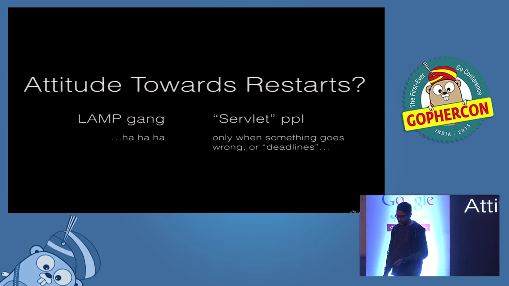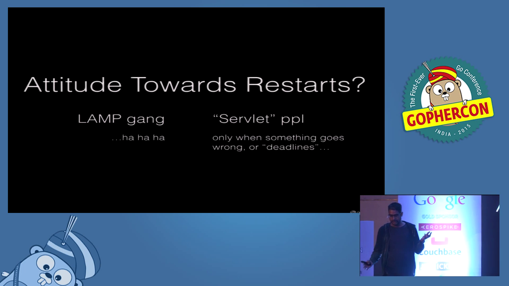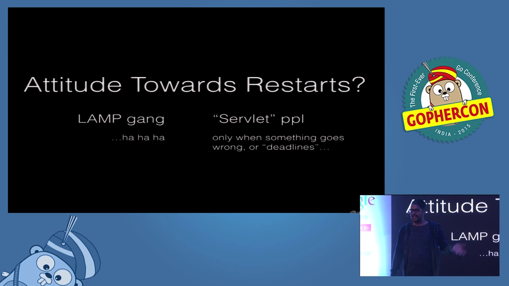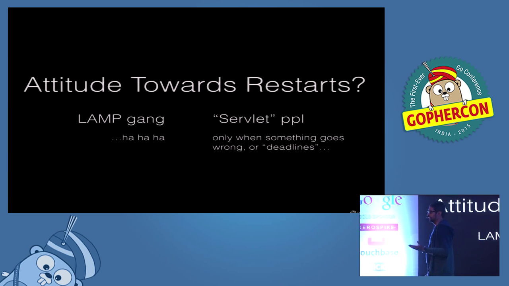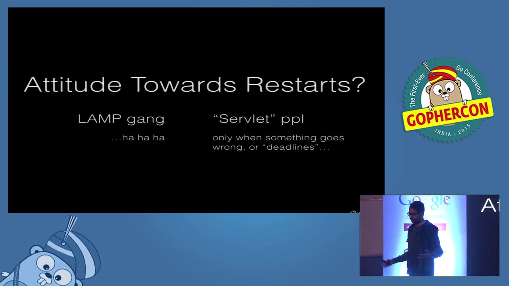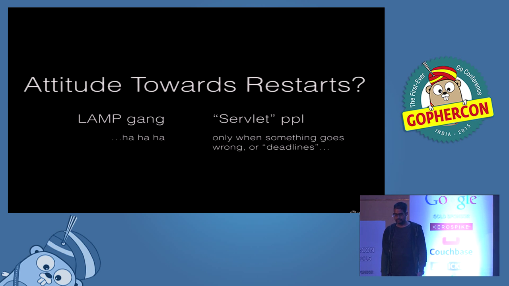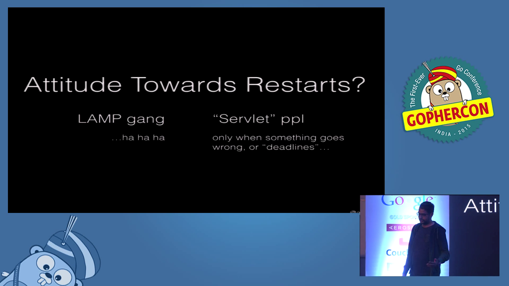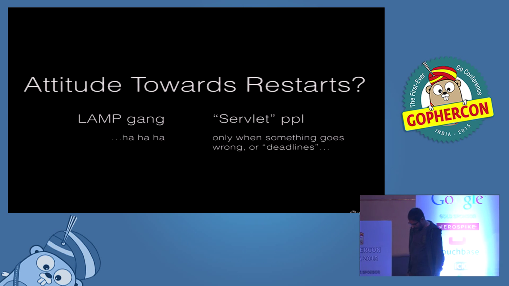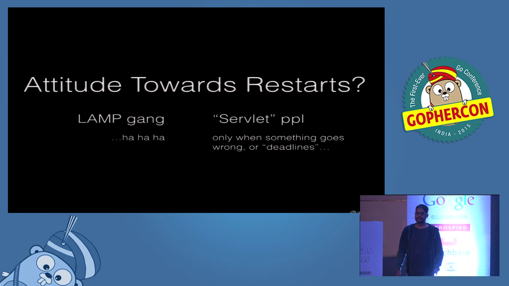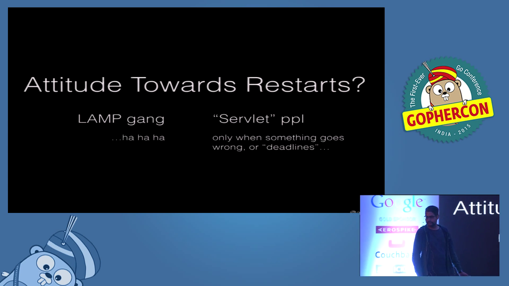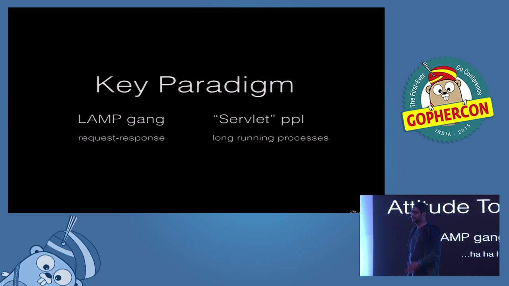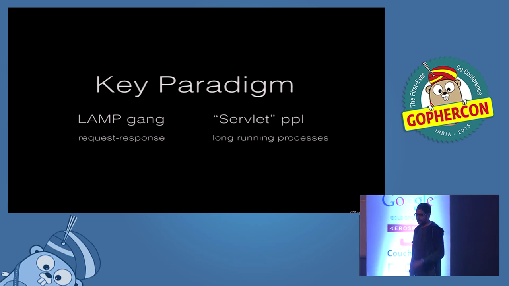In the case of servlet people, Java, typically Tomcat, you will not see crashes. If it happened, probably it happened because of some fundamental problem, like out of memory or some fundamental misconfiguration in a setup. Or if they are too constrained by deadlines, they don't have time to write the perfect program, so they might say, okay.